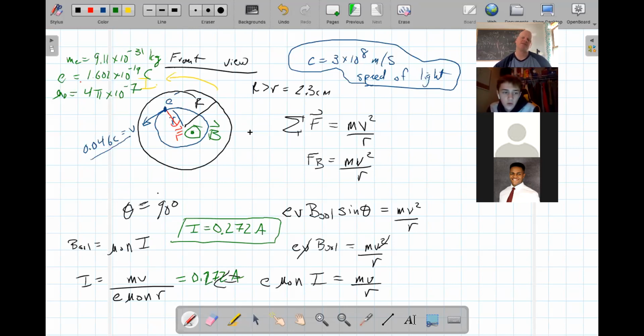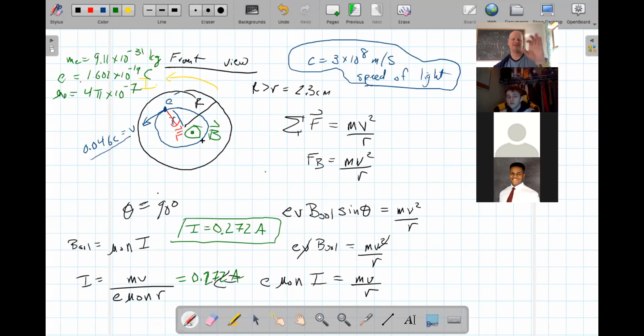So quick question, what would happen to the radius if I decrease the current? If I decrease the current and make it less than 0.272 amps, what would happen to the radius? Would it increase or decrease? Decrease. Was that decrease or increase? Sorry, Bill. Oh, if you decrease the current, you decrease the velocity. Well, you don't change the velocity. What would happen to the radius? Because the velocity is fixed by how fast the electron was originally moving.